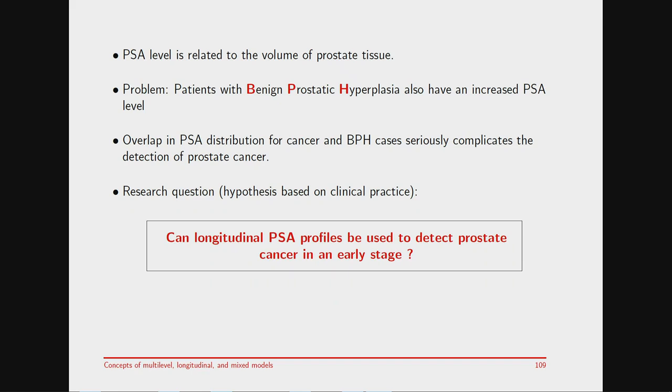You would have to start with a large group of males, sufficiently young, and you would have to follow them up over time. And maybe every year or every 2 years, you would have to measure PSA. And hopefully for you and for your study, many would get cancer, because if no one gets cancer, you would not be able to see how PSA evolves in cancer patients. So you would have to wait for a very long time, maybe 20 years, 30 years.